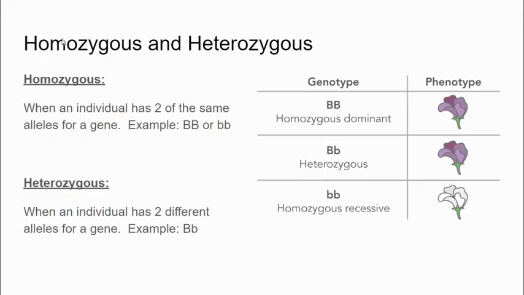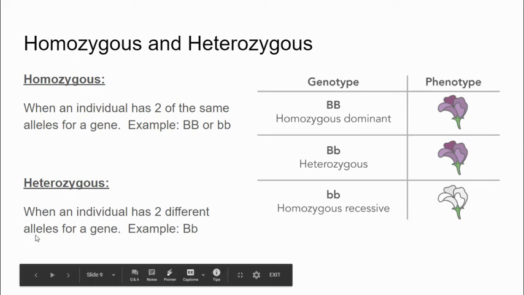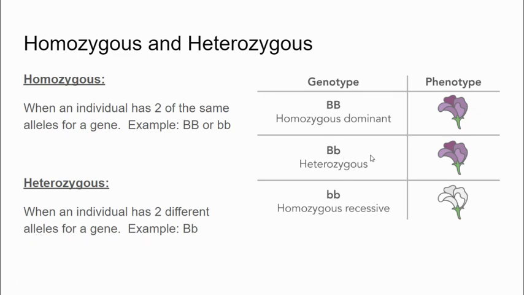Almost done. Homozygous versus heterozygous. Homozygous, we know homo means the same, and it's when the individual has 2 of the same alleles for a gene. You could be homozygous dominant with 2 capitals, or you could be homozygous recessive with 2 lowercases. You could also be heterozygous, which is when an individual has 2 different alleles for a gene, which is like a capital and a lowercase.